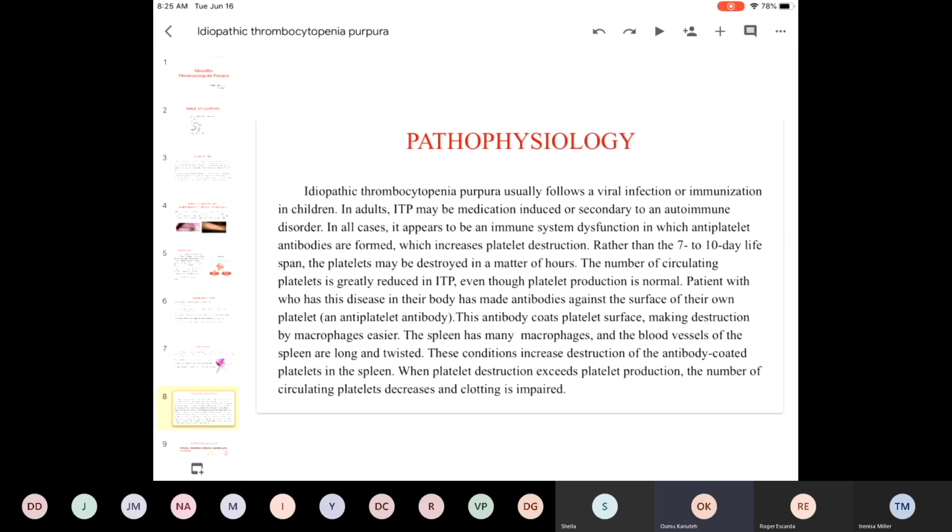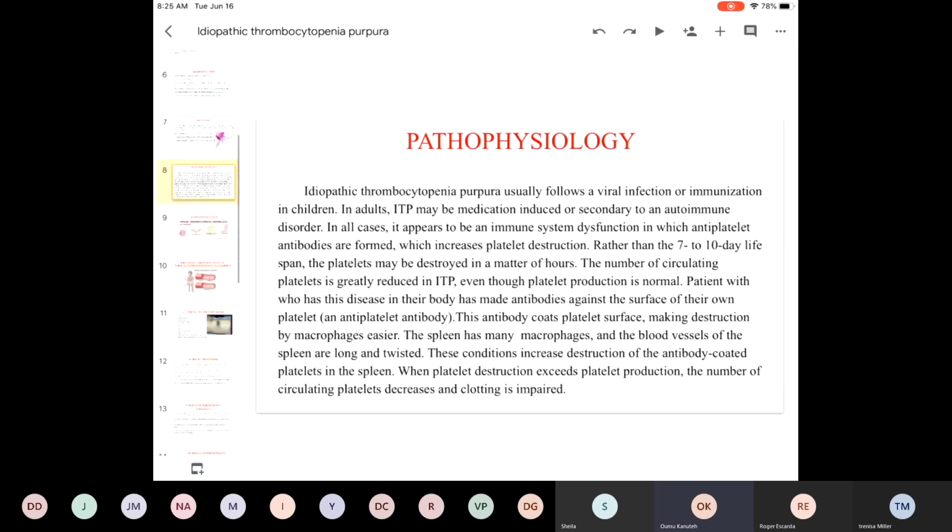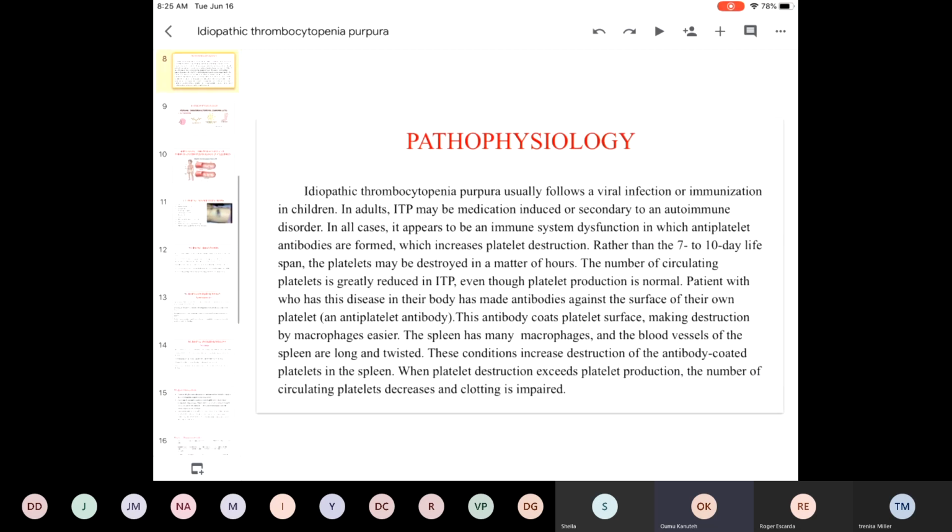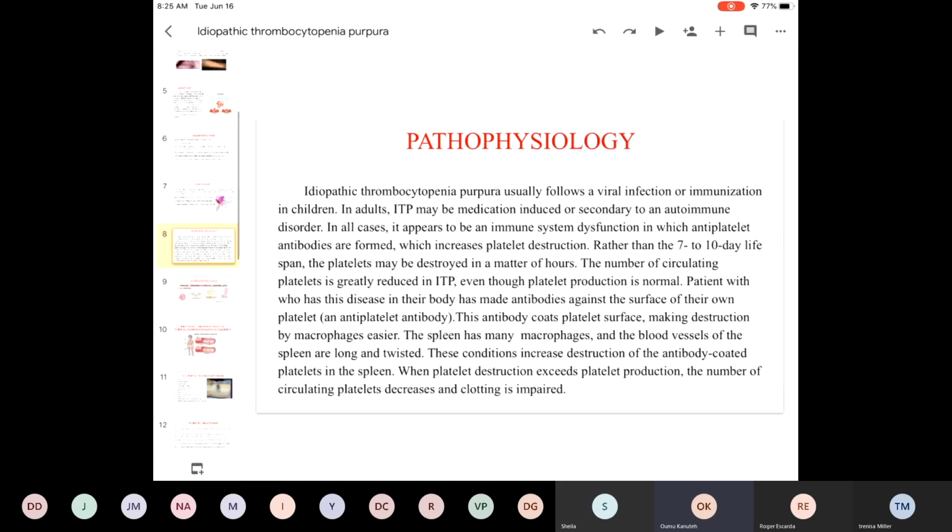Okay. ITP usually follows a viral infection or immunization in children. In adults, ITP may be medication induced or secondary to an autoimmune disorder. In all cases, it appears to be an immune system dysfunction in which antiplatelet antibodies are formed, which increase platelet destruction.